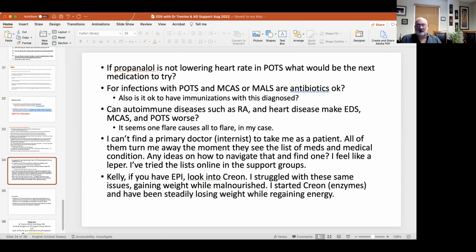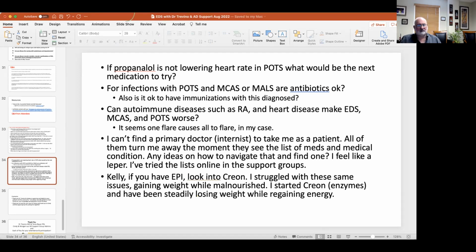For infections with POTS and MCAS and mouths, are antibiotics okay? Also, is it okay to have immunizations with this diagnosis? So with EDS, you don't want to use quinolones. But as far as POTS, MCAS, and mouths, if you have mouths, you probably have EDS as well, or you're hypermobile. So we just want to stay away from the quinolones.